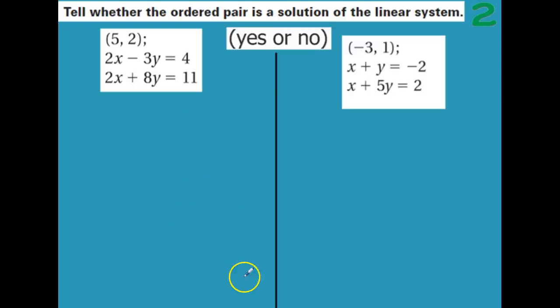So we're going to have to figure out, without graphing these ones, tell whether the ordered pair is a solution of the system, yes or no. So we need to take x and y and plug it into this equation and this equation. If it works in both, yes, that's where they cross. If it does not work, that means it might be on one line and might not be on the other.